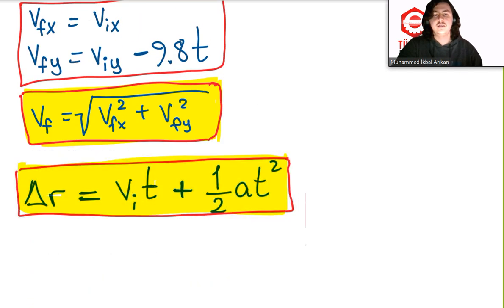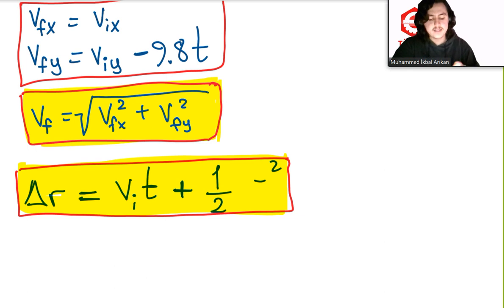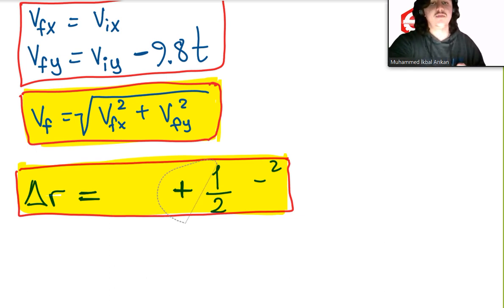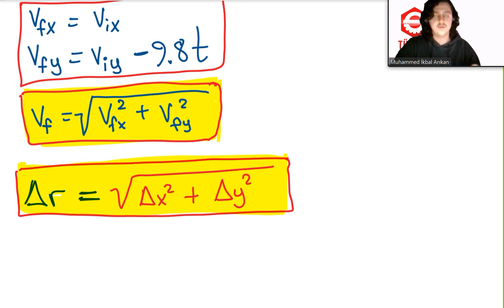Actually, delta r cannot be calculated by this one here in our... actually we can use it, but we will just choose to use x and y. Okay, we will analyze x and y, then we can easily calculate delta r. Delta r will be just displacement, so it is equal to the square root of delta x squared plus delta y squared. I will calculate delta x first and delta y first.